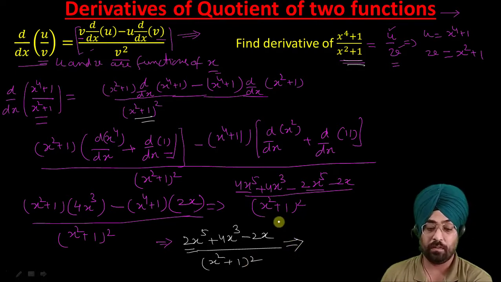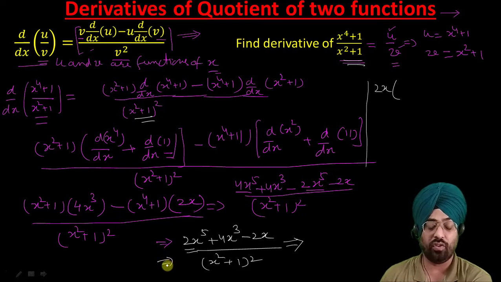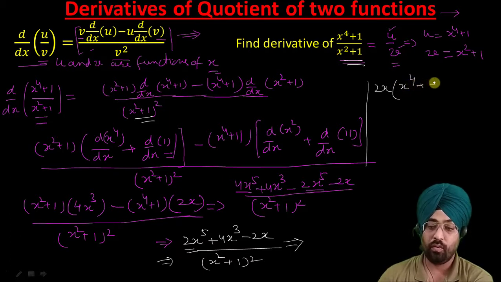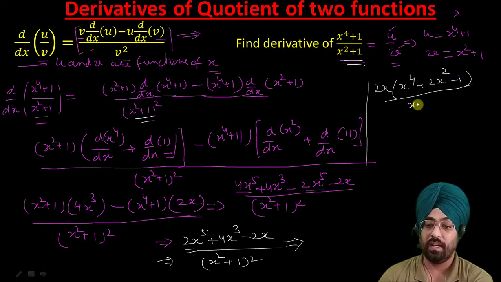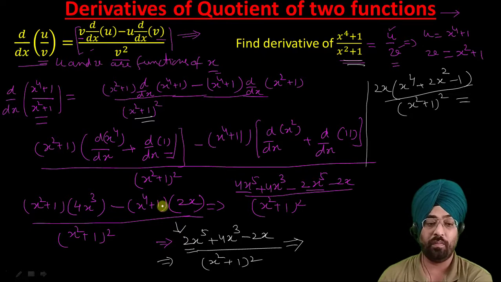answer for this. You can also keep this 2x common. From here 2x can still be taken common, so it can still be written like 2x. Until here is also correct, you need not solve it further. 2x is also common, so it becomes 2x times x raised to the power 4 plus 2x square minus 1 divided by x square plus 1 whole square. So the answer can also be written like this. Until here is also correct. So that is how we apply this formula when the quotient of two functions is given.